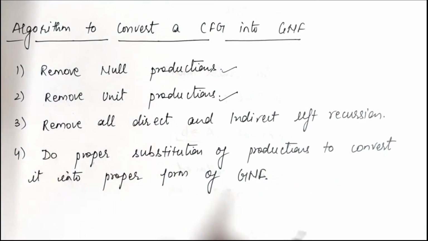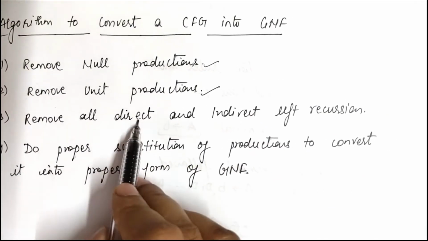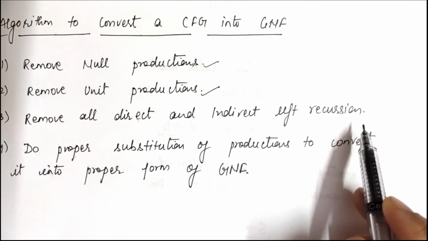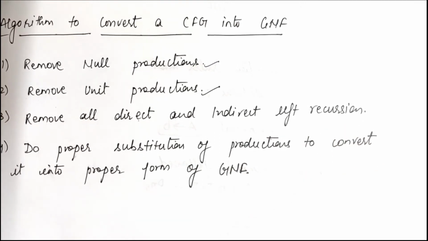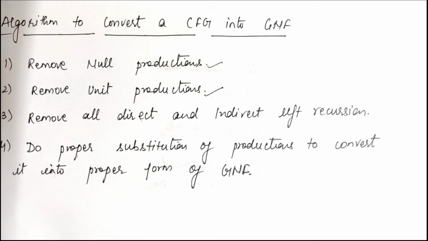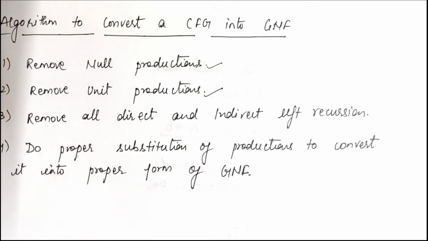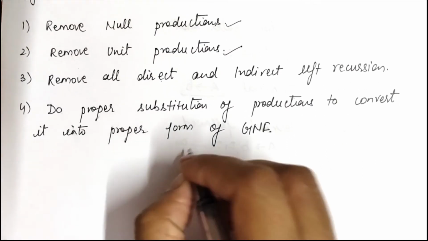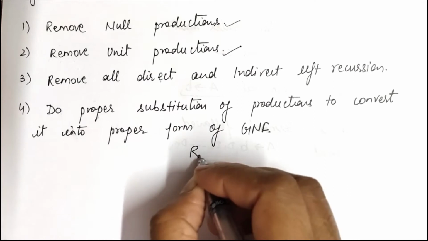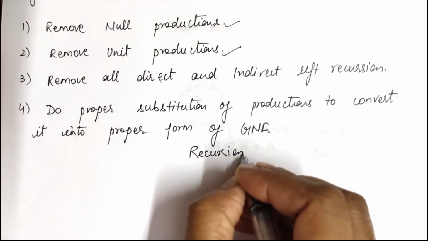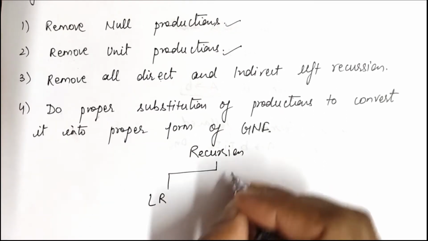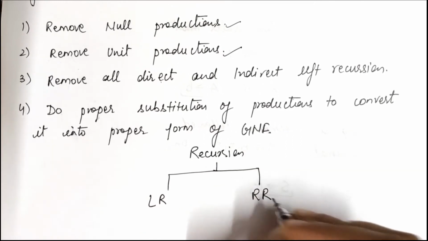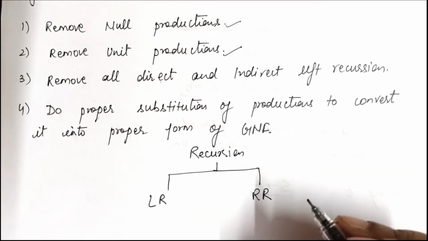Now, the third step is that we have to remove direct or indirect left recursion. Means if a left recursion exists in a context free grammar, then before moving ahead, we have to remove that left recursion. So, what is left recursion? First we discuss. Actually, recursion is of two types, left recursion and right recursion. What is left recursion? Okay.